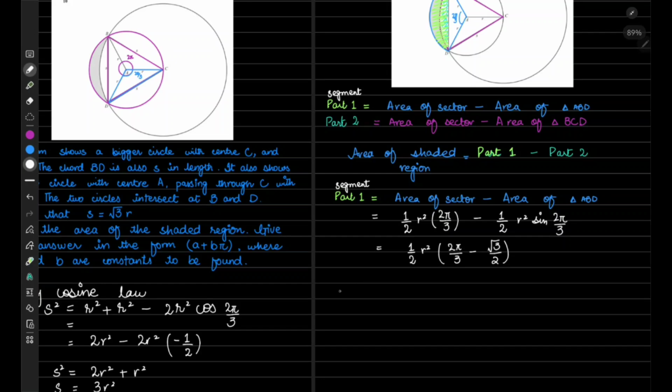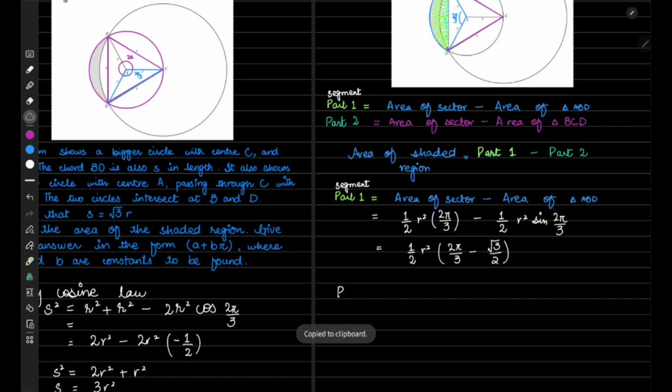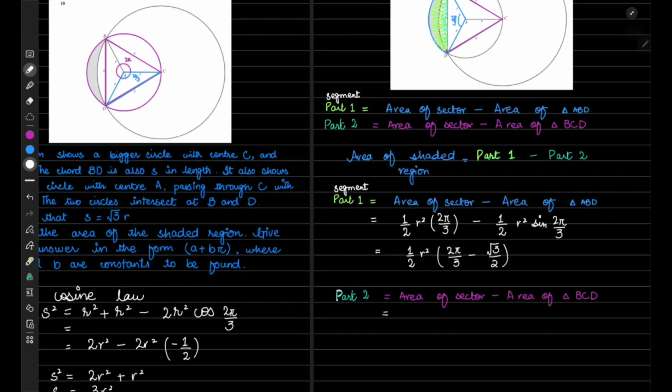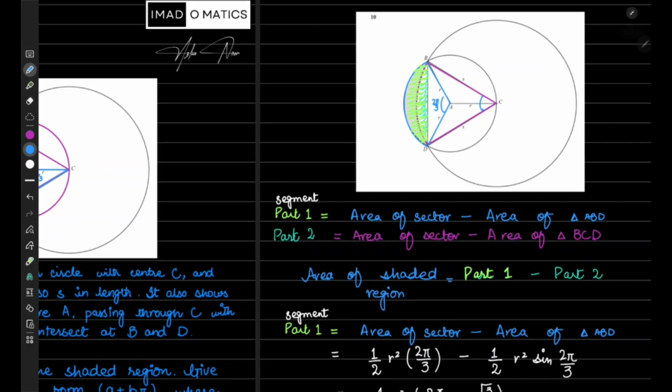Now for part 2, area of the pink sector minus triangle BCD. So let's do this. Area of sector is half S square, and what is this angle? Do we know about this angle? No, we don't know. So we have to first find out this angle.